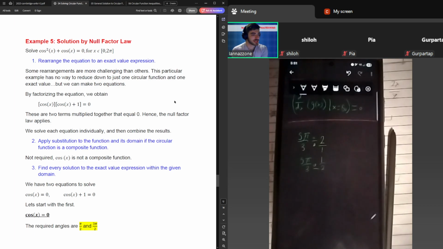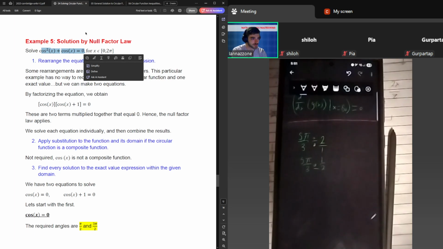Alright, we can also use null factor law. It isn't just for polynomials. Null factor law simply states that if I have 2 things that multiply together and the result is 0, so if I have this multiplied by this equals 0, then either the first thing or the second thing must have equaled 0. There's no other way to achieve that. Well, or both, I guess. But we didn't start with this, we started with this.